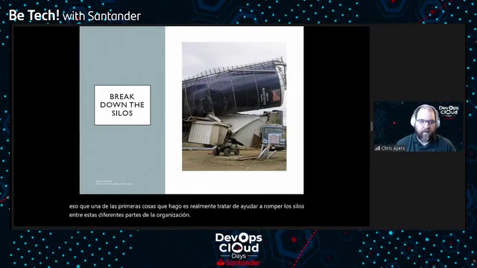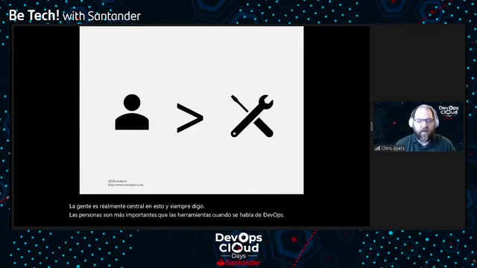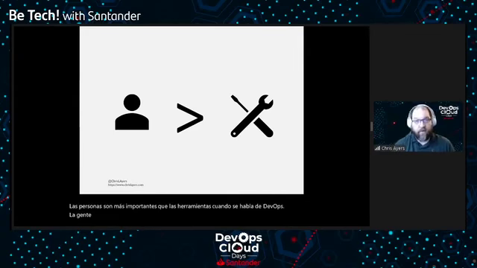Like I said, people is really central to this. And I always say people are more important than the tools. When you talk about DevOps, people really tend to dive into tooling. How are you building? How are you releasing? Are you using Jira or DevOps or something else for boards?